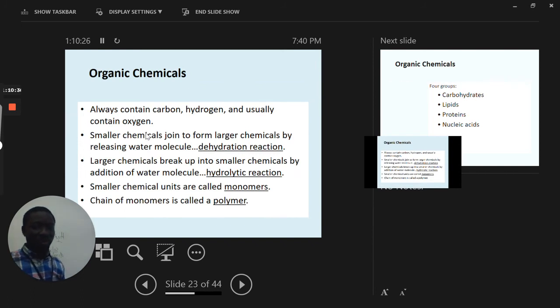Now, I've talked about this. You remember? Yes. Smaller chemicals join in a dehydration reaction, right? When you build a bond, it is a dehydration reaction. Breaking a bond is hydrolysis, right? Then, when you add smaller molecules together to form a bigger molecule, that is polymerization. So, monomers are small molecules. Polymers are big molecules. I'll still be talking about carbohydrates, all of that. So, when I talk about that, I'll discuss polymer and monomer very well, okay? So, let's go.